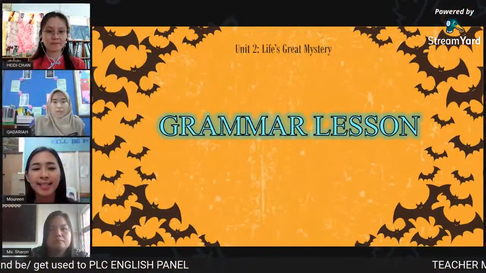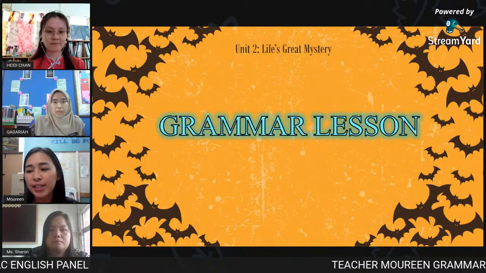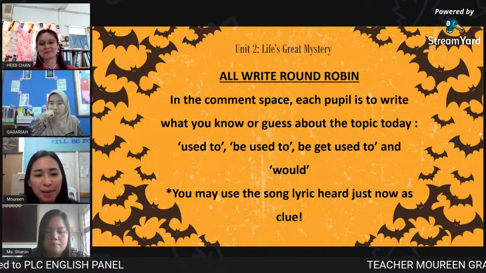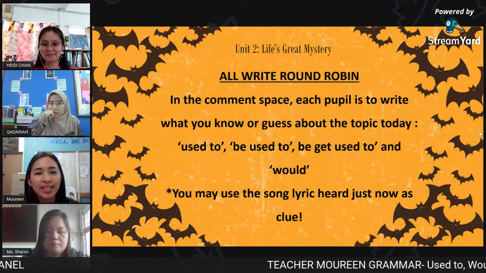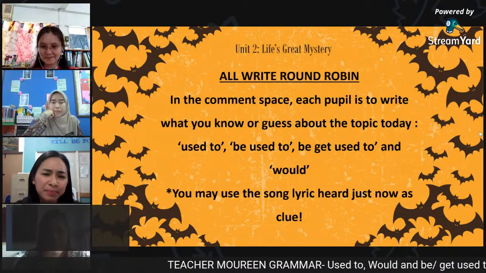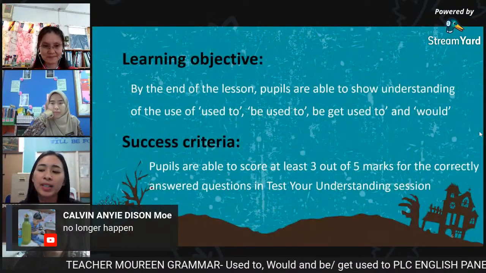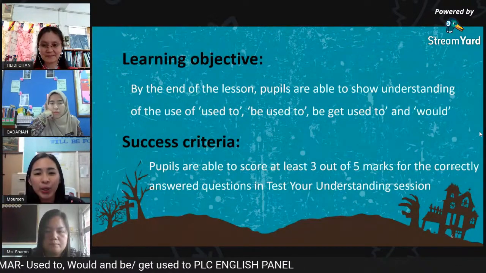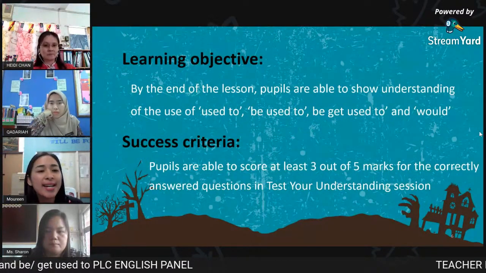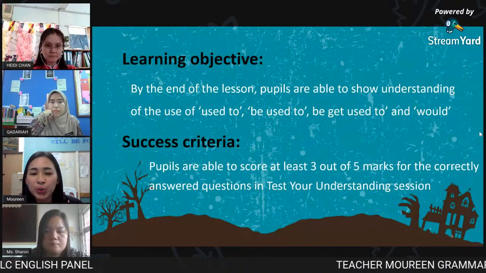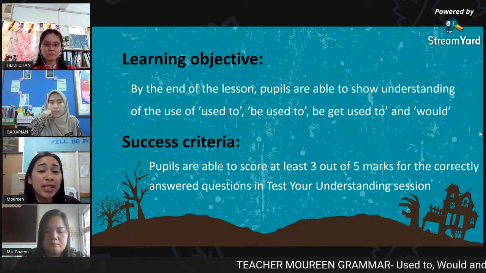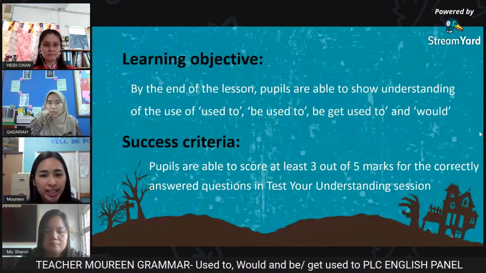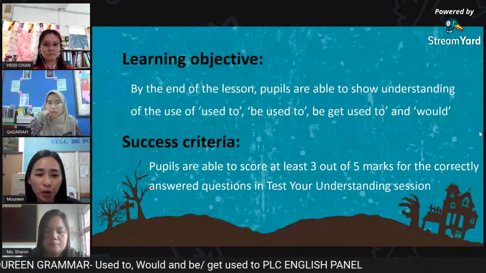I'm teaching you a grammar lesson. No clue what these subtopics are? It's okay. We are going to learn about all these subtopics today. Let's look at our aim today. The learning objective is, by the end of this lesson, I hope pupils are able to show understanding of the use of used to, how to use be used to, how to use get used to, and would. So you can differentiate all four.